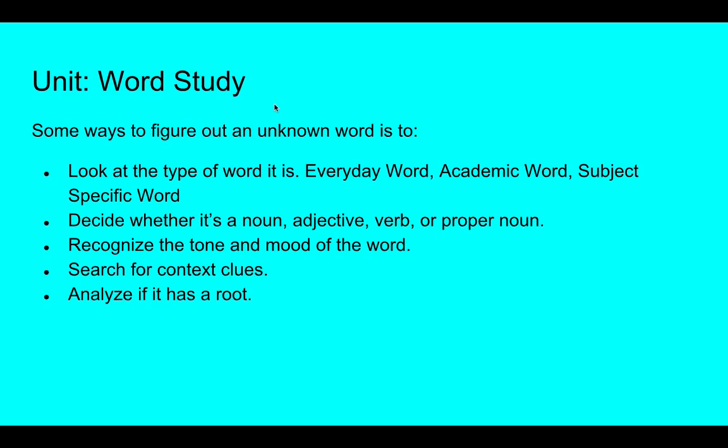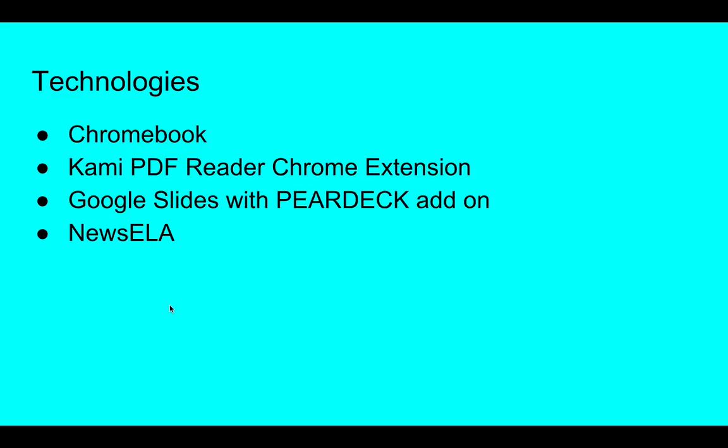So some of the ways to look for an unknown word is to look at the type of word it is. Is it an everyday word, academic word, subject-specific word? You can decide on its part of speech, knowing its mood and tone. You can look at context clues and then understanding and recognizing if it has a root word. So some of the technologies for this particular unit of study are going to be Kami PDF Reader, Google Slides with Pear Deck add-on, and News ELA.